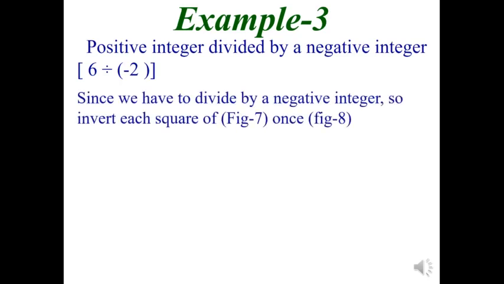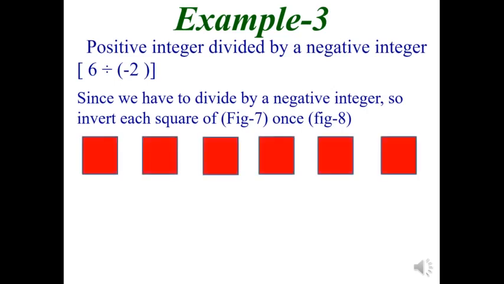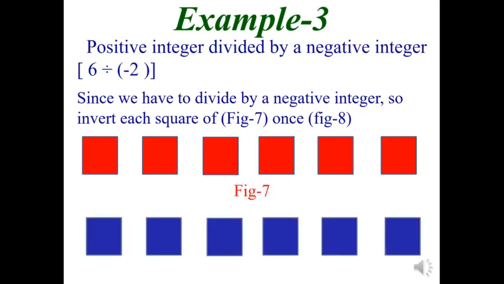Then since we have to divide by a negative integer, here -2, we have to divide 6 by a negative integer. So invert each square of figure 7 once. So the red squares of figure 7 are inverted to blue squares in figure 8, because we have to divide 6 by a negative integer, that is -2.